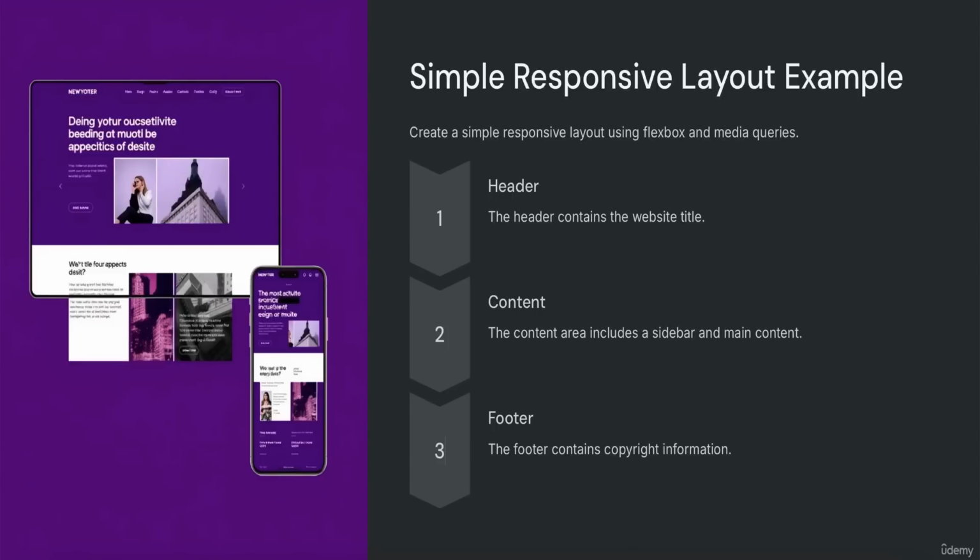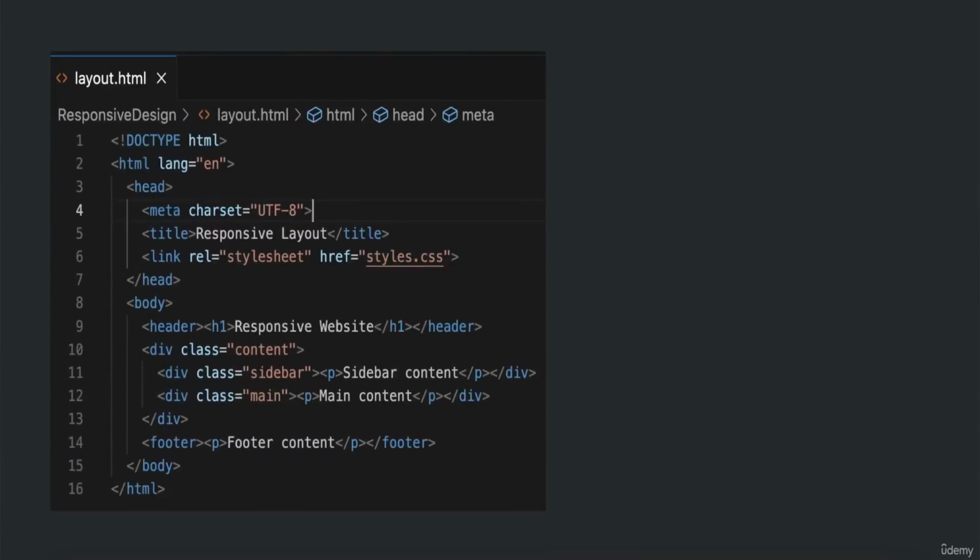First, let's go over the HTML code. As you can see, the structure includes a header, a sidebar, a main content area, and a footer. It's a simple yet effective layout to work with when you're learning responsive design.